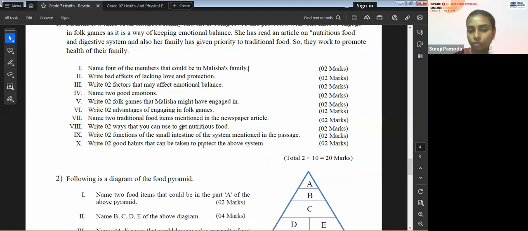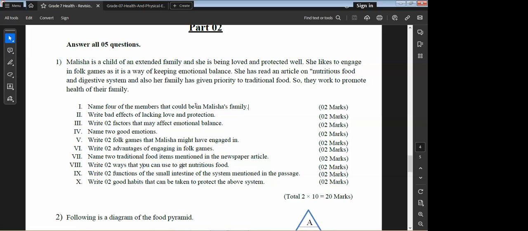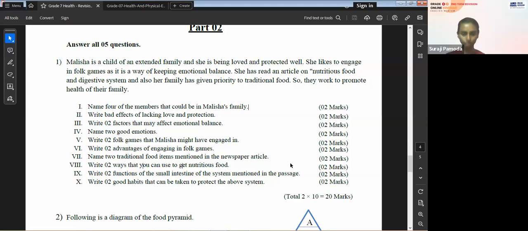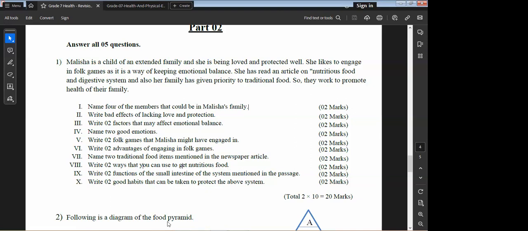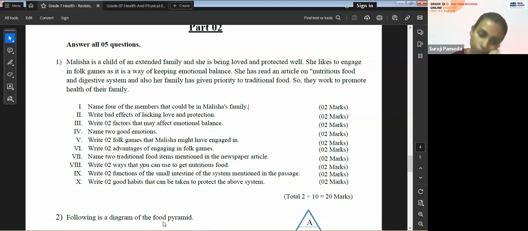Write 2 functions of the small intestine of the system mentioned in the passage. So what is the system mentioned in the passage? What is the system? Look at it. Digestive system. Yes, digestive system. So the small intestine is one of the organs in the digestive system. So tell me 2 functions of the small intestine. Absorbing nutrients. Yes, absorbing of nutrients. Another one?